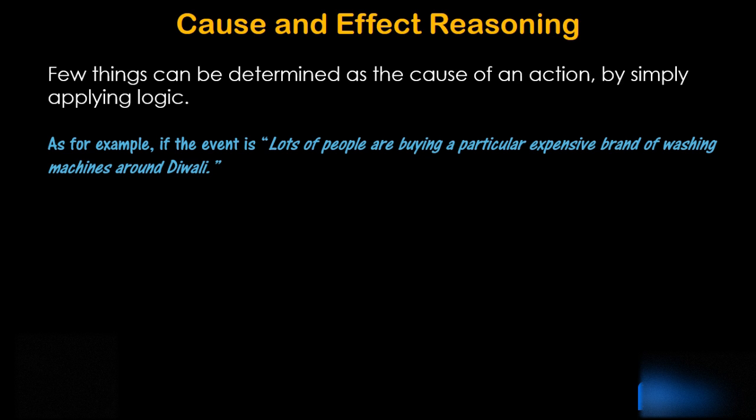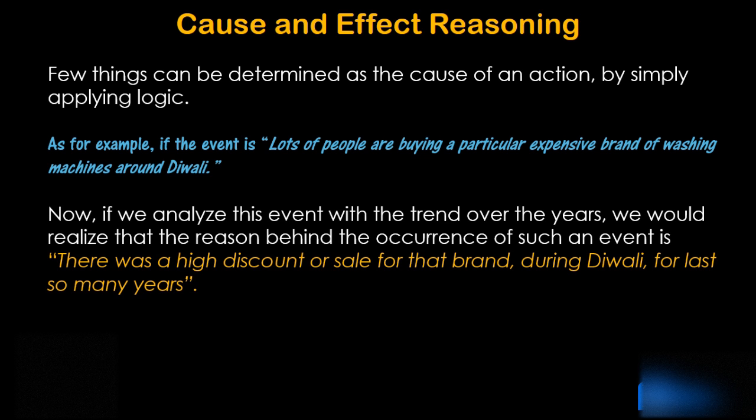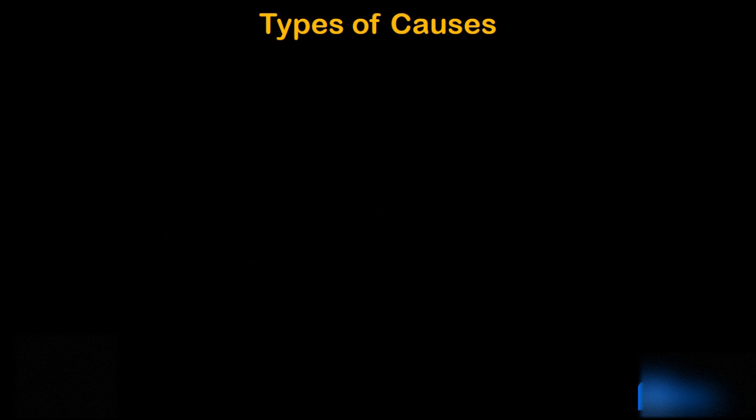As for example, if the event is lots of people are buying a particular expensive brand of washing machines around Diwali. Now, if we analyze this event with the trend over the years, we would realize that the reason behind the occurrence of such an event is there was a high discount or sale for that brand during Diwali for the last so many years. There are mainly three types of causes. Let us discuss them one by one.